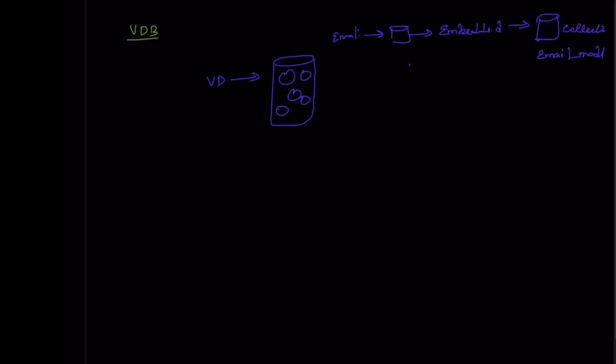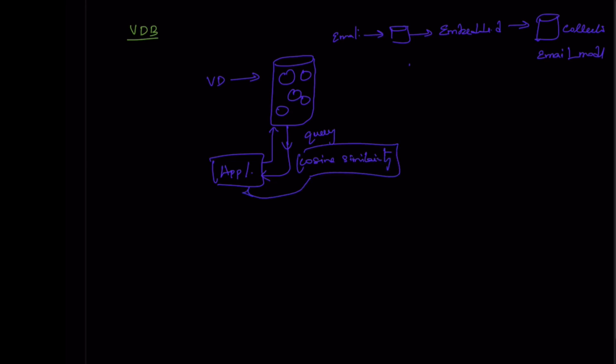And the next part is you need to fetch the data through the applications, right? For that, you need a query. You will write a query through an application. You give a query to your application, and you get back the results in your application using cosine similarity. So that's how you get the required output from the vector DB.